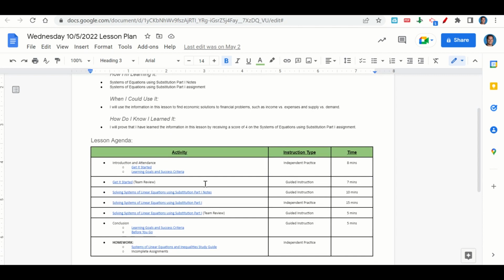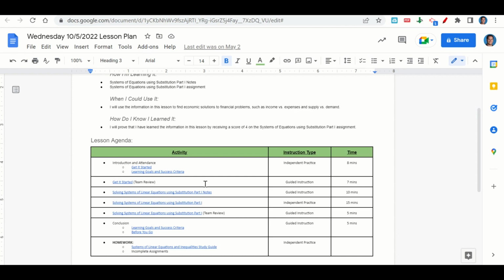Now let's take a look at our agenda for today. We will begin by going over our learning goals and success criteria. While we do that, you'll fill out your Get It Started. Once you've completed the Get It Started, we'll go over it together and answer any questions that you may have. After that, we'll go over the solving systems of linear equations using Substitution Part I notes. And then I'll give you time to complete the solving systems of linear equations using Substitution Part I assignment. Once you've completed the assignment, we'll go over it together and answer any questions that you may have.